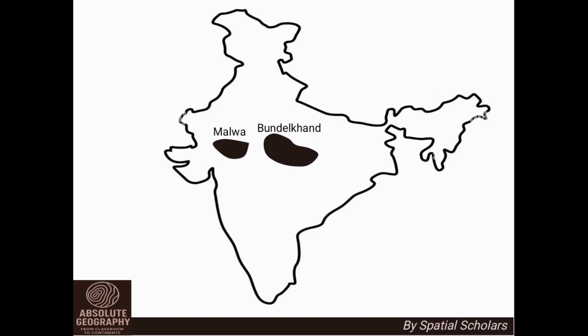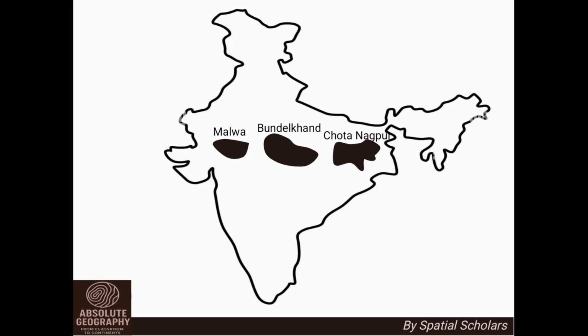Then we have the Bundelkhand Plateau. It is an extension of the Malwa Plateau and lies between the Narmada and Yamuna rivers. This too is composed of granite. Then we move on to the Chota Nagpur Plateau. It is located in Jharkhand and parts of Chhattisgarh and West Bengal, and it is known as the mineral heartland of India as it is very rich in coal, iron ore and manganese.